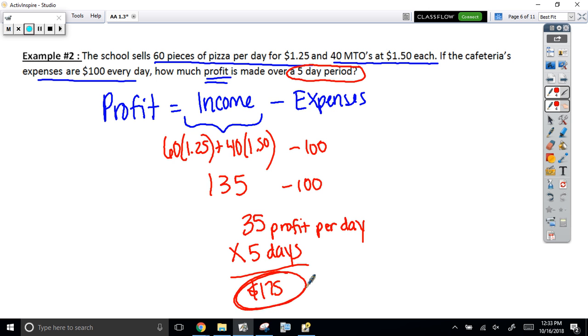So we should get $175 profit. Now, some students will actually take the 135 times 5 and the 100 times 5 and then subtract them. You can do that. It doesn't matter when you account for the 5, but this is going to get you the smallest numbers to deal with if you subtract first.